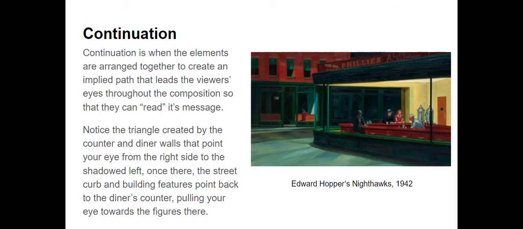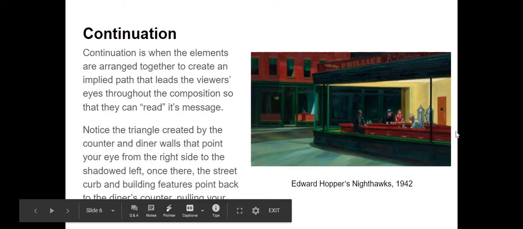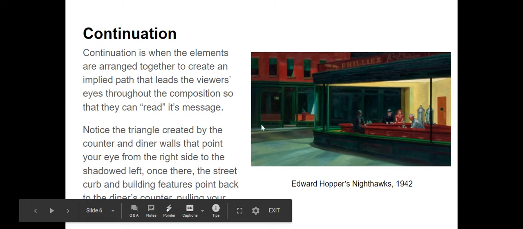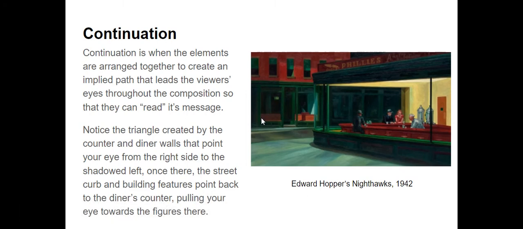In this example, we have a triangle type form that's created with the bar itself, the countertop. If you look here, it makes a triangle that points off to the dark edge over here on the left. You also have the edges of the diner building itself that also point in that direction. So initially we look towards that left direction in this dark area where you might not otherwise look, because it looks like there might not be anything important there with the darkness and no figures, when you've got so much attention drawn over here.